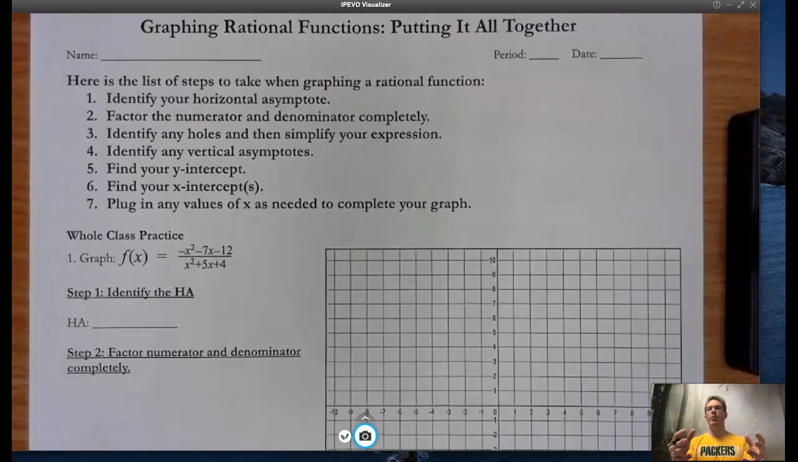All right, so today there's no opener. We're just going to dig right into it and get right into the process. So, putting it all together.